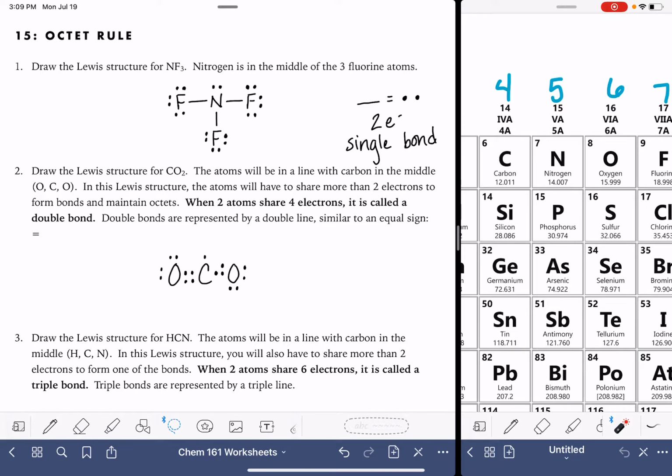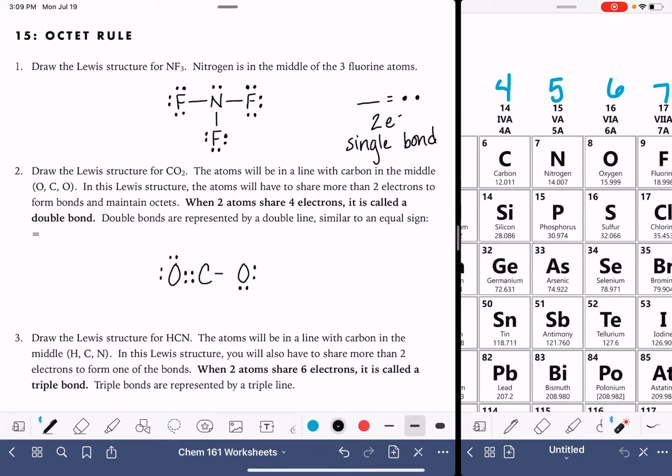Just relocate these electrons, which is totally allowed. They can be relocated like that. So we've got these 4 electrons that are being shared, and just like what we saw in the NF3 example, we're not going to use dots to represent the electrons that are being shared. We're going to use lines.